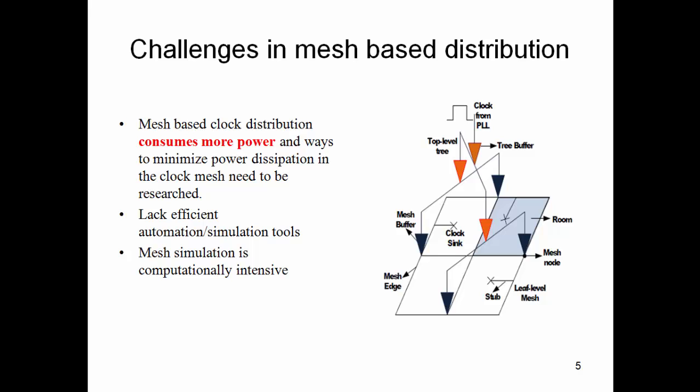So as I said, in a mesh based distribution the most important challenge is the power. So we have to minimize the power dissipation. That is an important topic of research. Another important topic of research is simulation tools or automation tools which will automate forming the clock mesh and simulate it. And mesh simulation is actually computationally very intensive. We'll be looking at the reason in the next few slides.